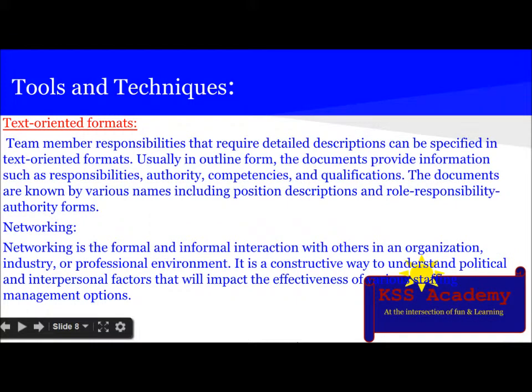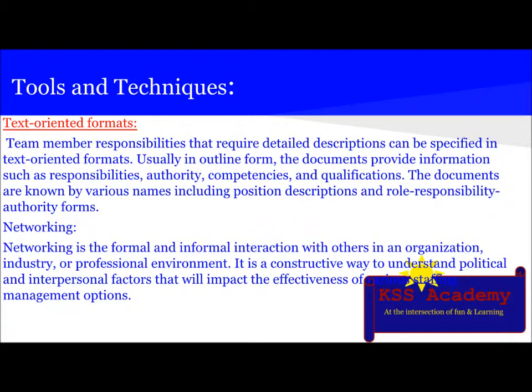Then the next input is text oriented formats. Team member responsibility that requires detailed description can be specified in the text oriented format, usually in the outline form. The document provides information such as responsibility, authority, competencies, and qualification. The documents are known by various names including position description and role responsibility authority forms.